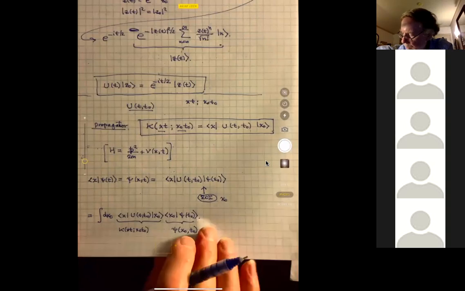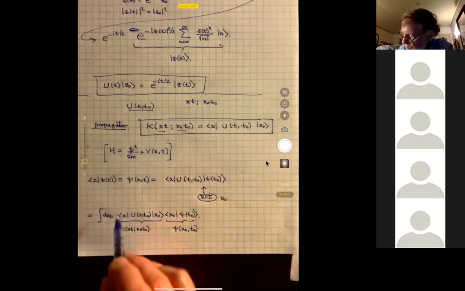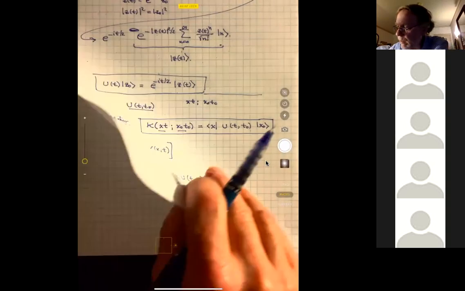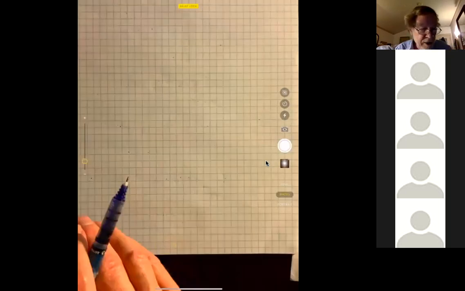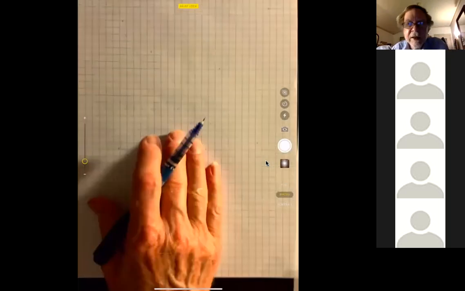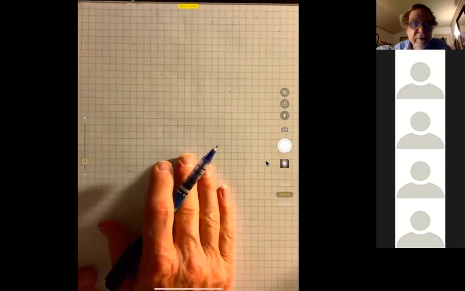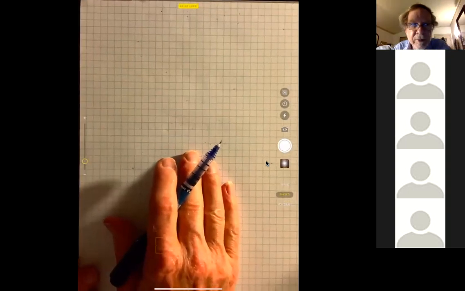So this is how the propagator, that is to say, this function, is used to advance wave functions in time. It's an important property, so let me write it down again, leaving behind all the mess we used to derive it. So let me write it down.